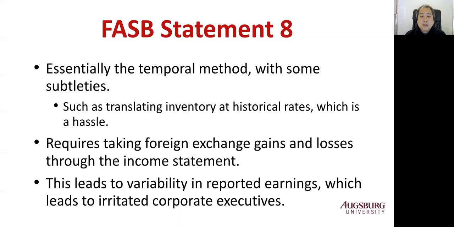These statements ran into acceptance problems from the accounting profession and multinational companies from the very beginning, because the temporal method required taking foreign exchange gains or losses through the income statements. Consequently, reported earnings could indeed fluctuate substantially from year to year, which is irritating to corporate executives.